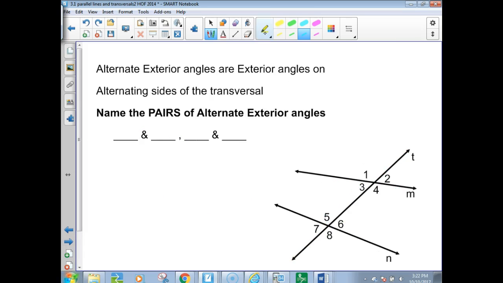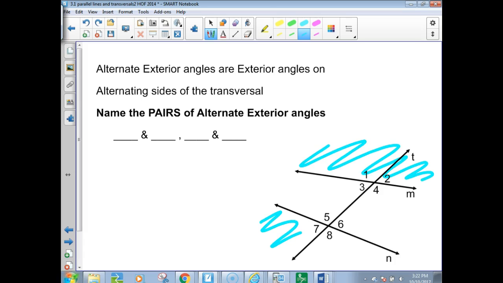Now we want them on the exterior. So they've got to be outside, here where you have it shaded blue if you shaded. So only angles on the exterior will be listed. And you've got to jump over the transversal. So angle 1 and 8. And the other pair, 2 is on the exterior, and it jumps over the line to 7. Angle 2 and 7.